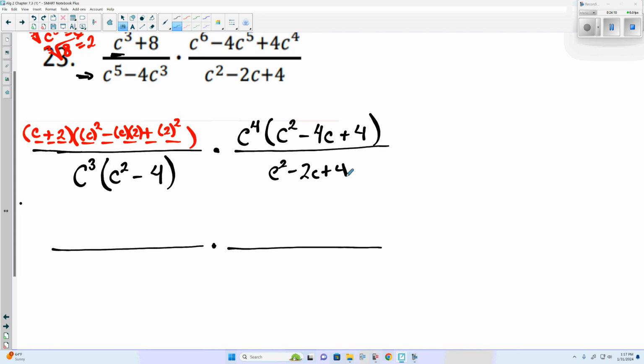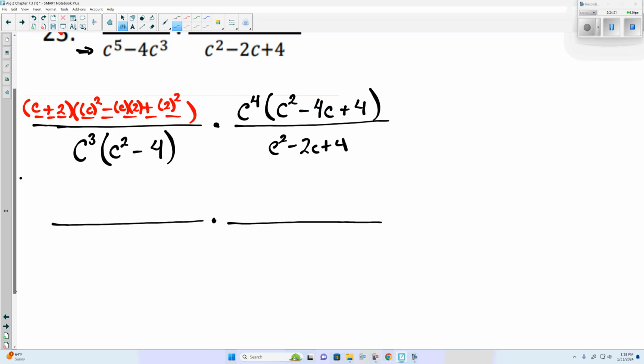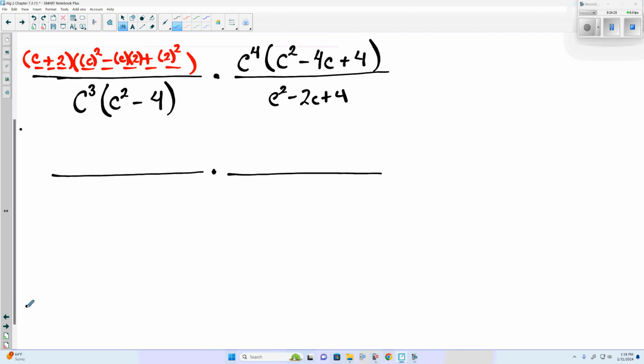With everything going on that we've factored so far, let's leave the c squared minus 2c plus 4 for a minute. We'll get to it here in a second. Questions on this here before we move on to the next part?